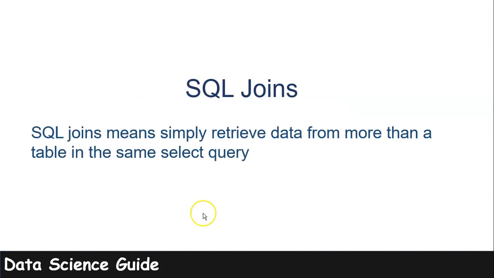Welcome back everyone to this tutorial about table joins in SQL. Joining tables simply means to retrieve data from more than one table in the same select query. If our business scenario requires getting data from several tables, we need to join all these tables.